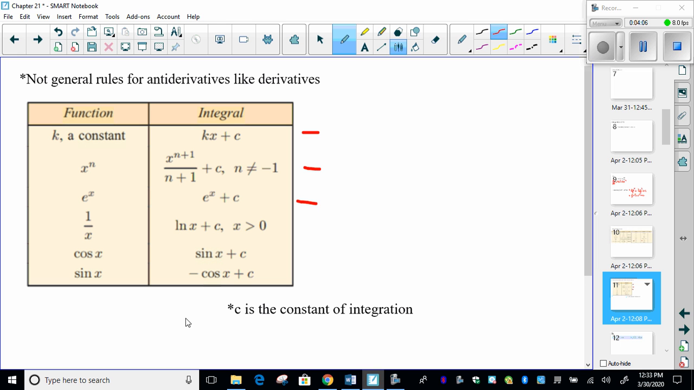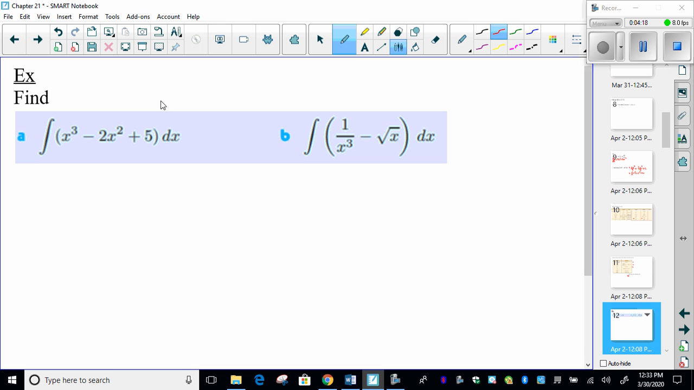So don't forget, every single one of those is plus c, and that's our constant of integration. So that's where there isn't a variable that's attached to it. And we will be able to solve for that constant. So we're going to just jump right into it, integrating the following functions just so that you can see a bunch of different examples of integrating.